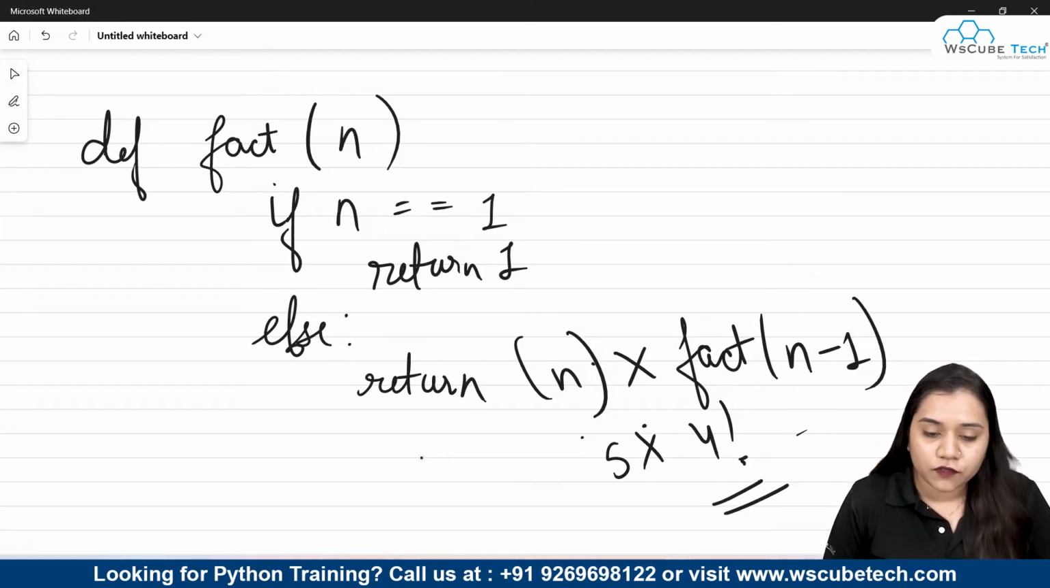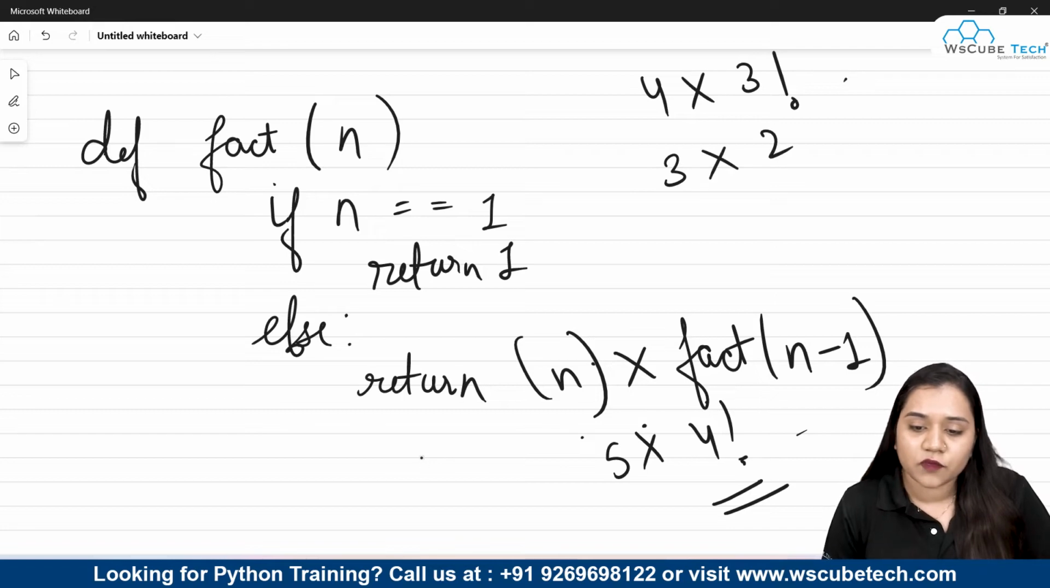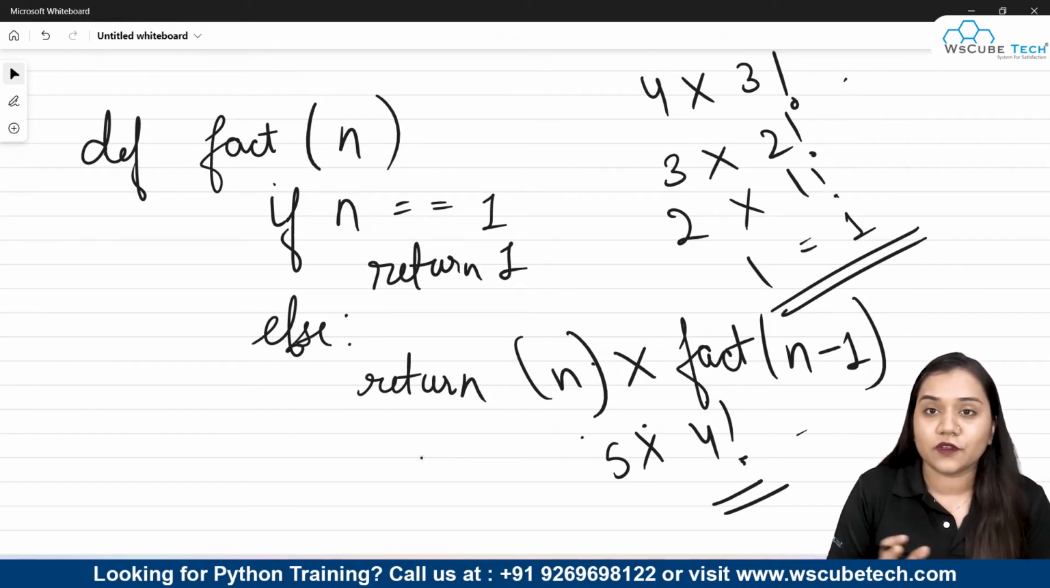For factorial of 4, it will again call this function and it would be like 4 multiplied by factorial of 3. That is, 4 will be the n and now n minus 1 would be 3. Again it will call the function itself. Now n will be 3 and n minus 1 would be 2 factorial. Now again the function will call itself: 2 multiplied by 1 factorial, and for 1 we know the value is 1 itself, right? This is how the factorial of a number will work using recursion.